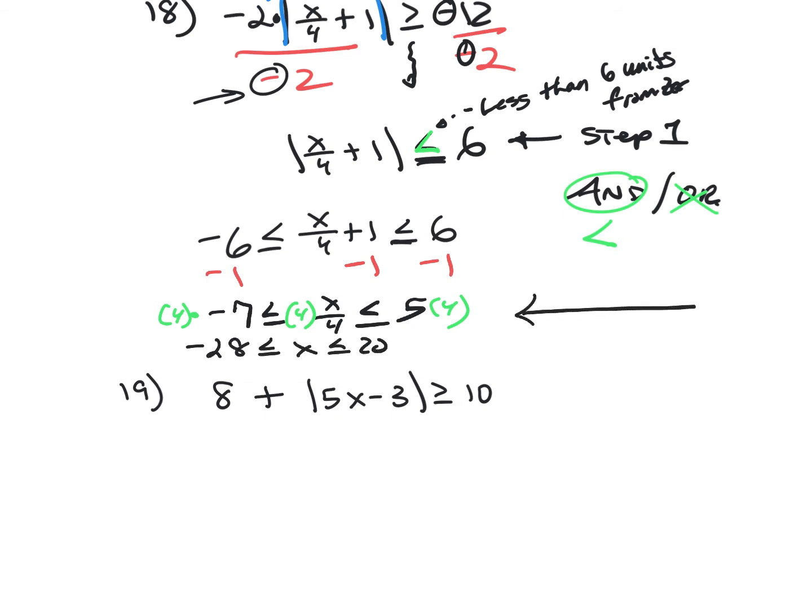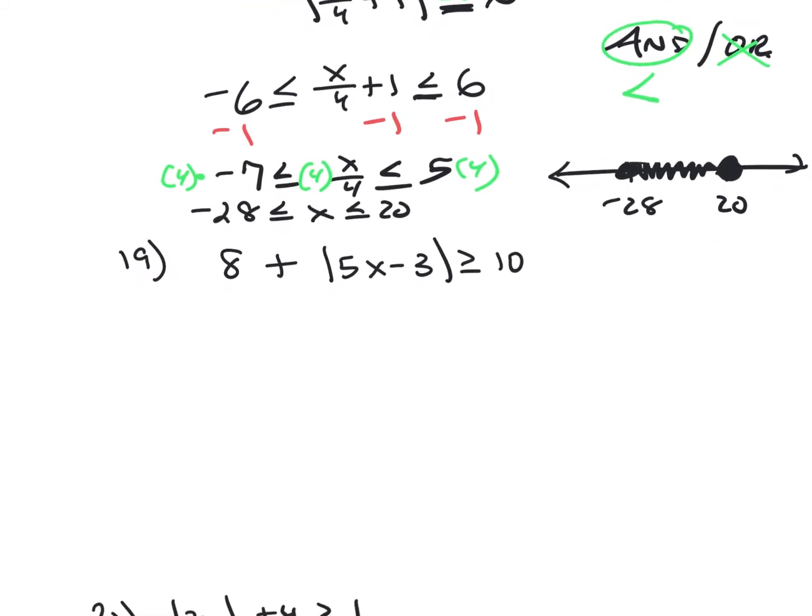And then when you graph that, all the numbers between -28 and 20, make sure you're showing the solid circles and make sure you're showing just shading between. Don't go like this and like that. That's not correct. Do not do that. Shade the actual solutions and only shade the solutions. Number 19.